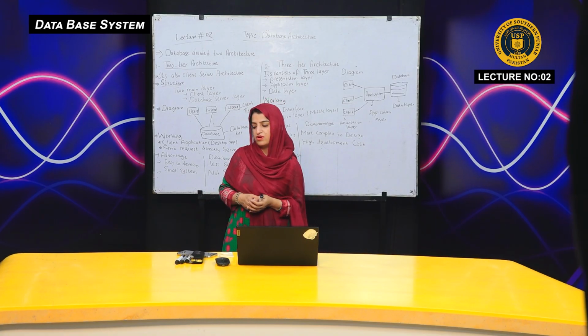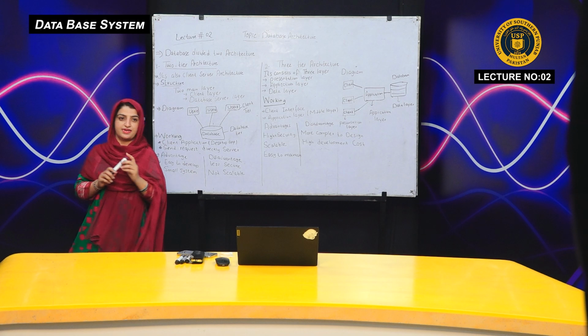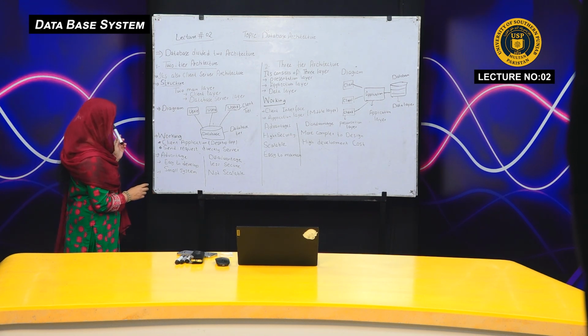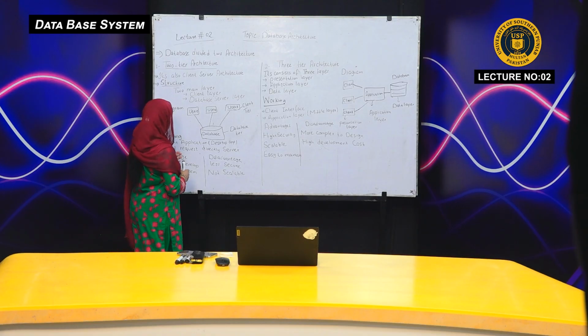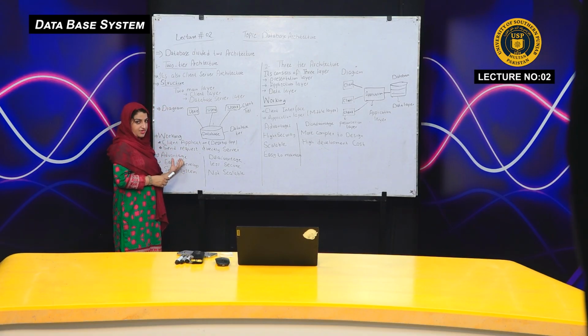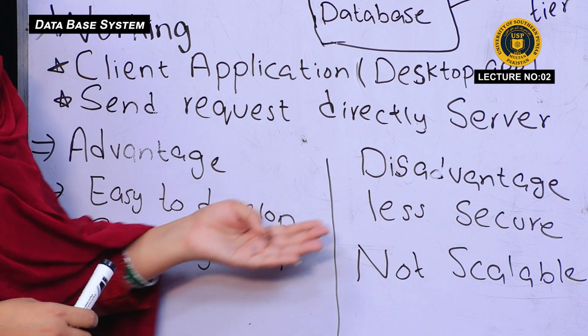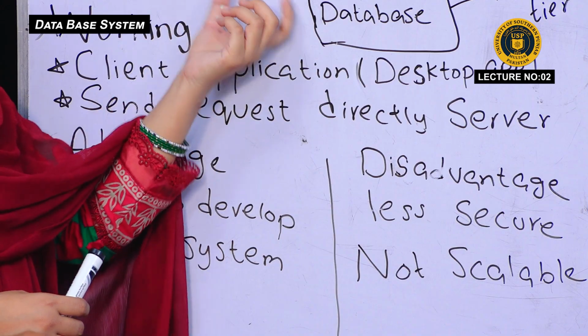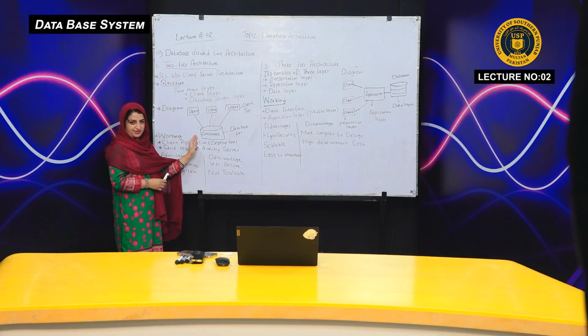Now I will discuss the advantages and disadvantages of two-tier architecture. First of all, the advantage of two-tier architecture is that it is easy to develop because it is very simple and easy to modify. The second is that it is used in small systems. Now the disadvantage: in this architecture the user directly interacts with the database system, and that is the reason it is less secure.